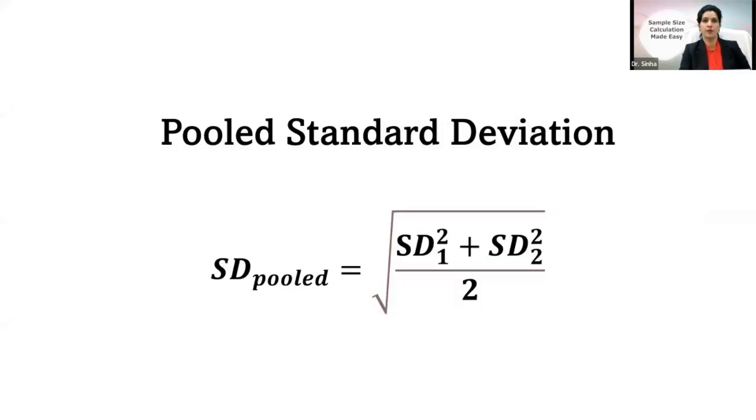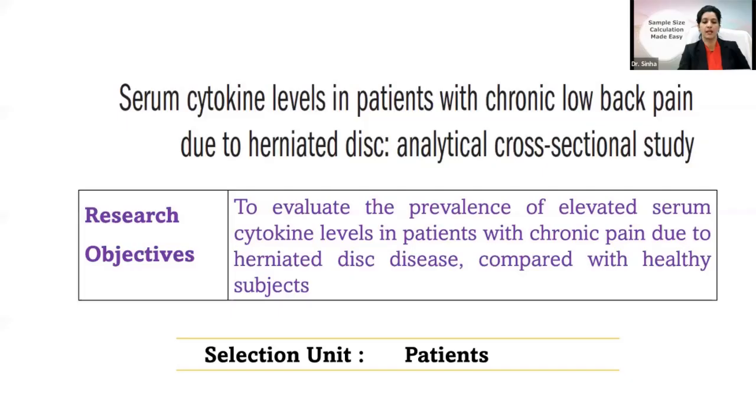So the formula for this pooled standard deviation is the square root of (SD1 squared plus SD2 squared) divided by 2. That means you square both the standard deviations, add them and divide by 2, then take the square root. The square root of 2 is 1.44. We'll see this. So now do the calculation.